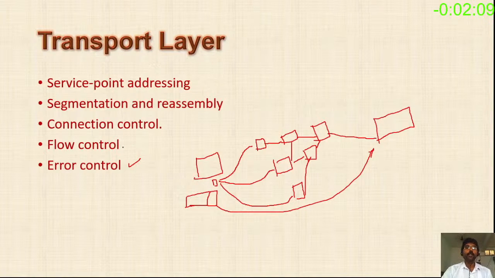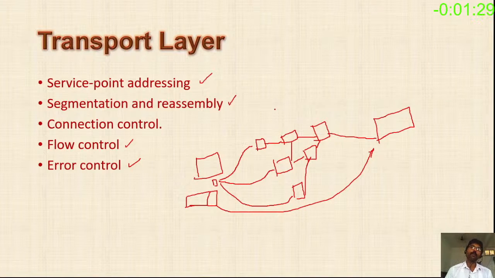The transport layer does some of the same work as the data link layer, such as segmentation, flow control, error control, etc. But here the transport layer works end to end. That means from a computer in one network to a computer in another network. But the data link layer works on the same network. That is the difference. And the last one is called service point addressing.